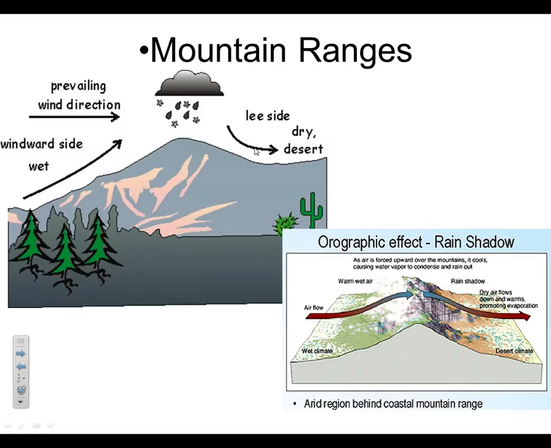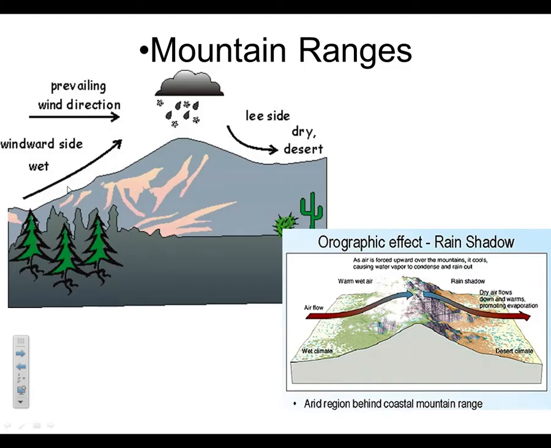Mountain ranges. Mountain ranges affect climate in 2 ways. The first way is kind of the obvious one. The higher, the cooler. We already talked about altitude. The second way is that each side of the mountain will have a different climate. The side that the wind hits is called the windward side. The leeward side, or the lee side, is the side kind of away from the wind. The windward side is going to have much more moisture than the leeward side.